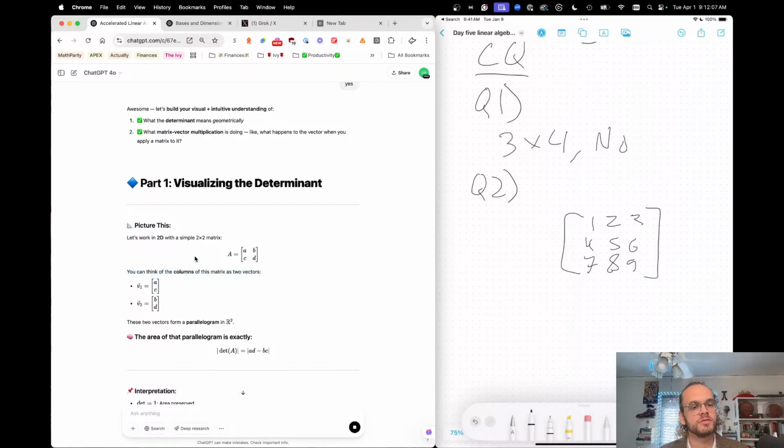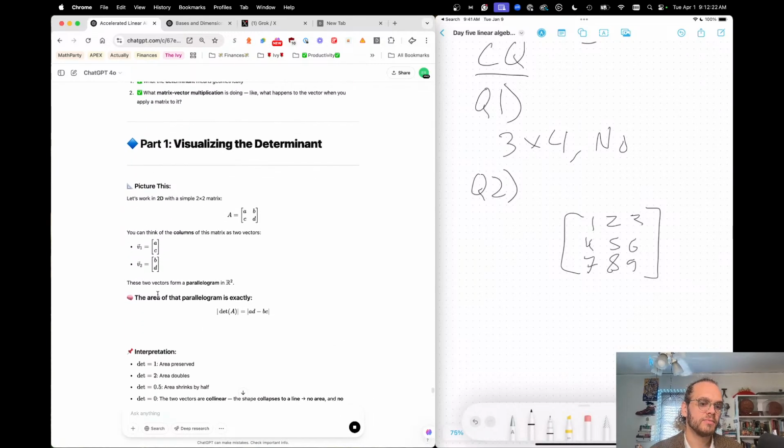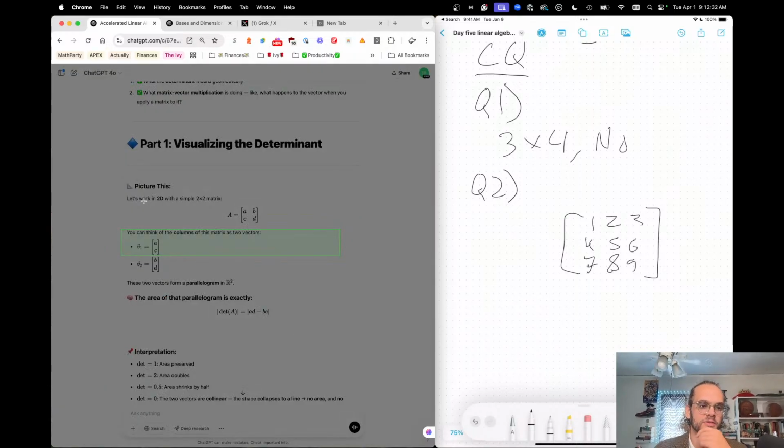So the columns of the matrix are two vectors. And these form a parallelogram in R2. Interesting. I'm thinking of this as the x and the y. The area of that parallelogram is AD minus BC. Okay, this is definitely worth screenshotting.